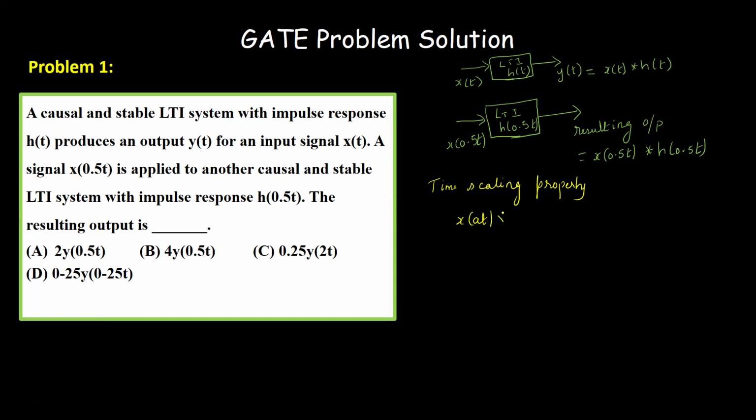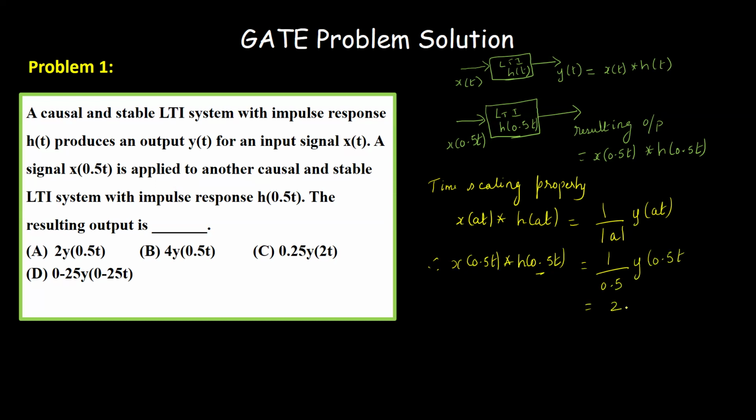By using the time scaling property of convolution, the convolution of x of at and h of at, if a is the scaling factor, will become 1 by modulus of a times y of at. So I am going to apply this formulation to solve for the resulting output. Here the scaling factor a equals 0.5. So we can substitute 1 by 0.5 into y of 0.5t, which is equal to 2y of 0.5t. This is the resulting output for the other LTI system. So the answer is 2y of 0.5t. So option A is the correct one for this problem.